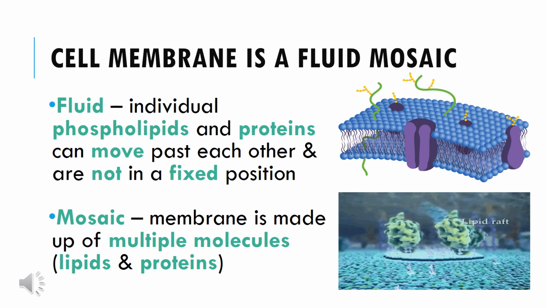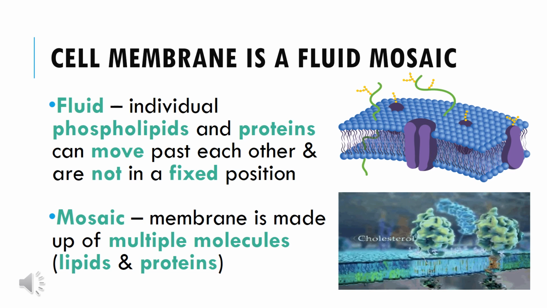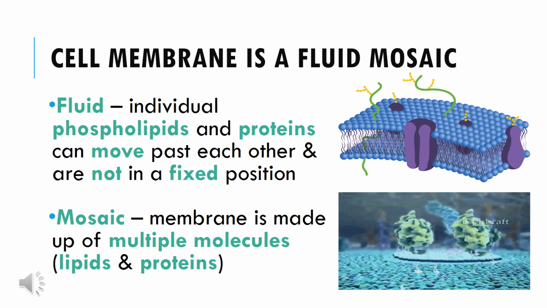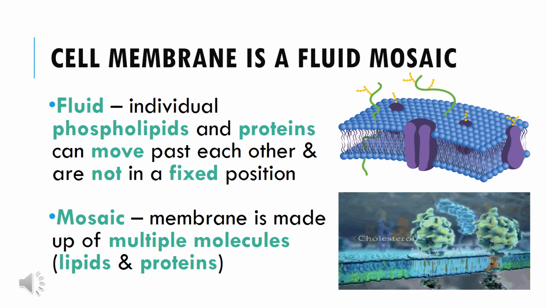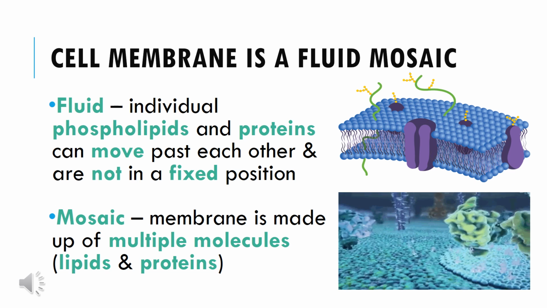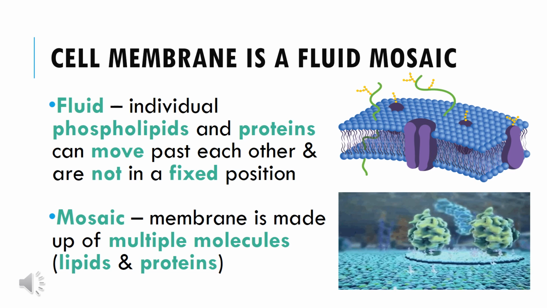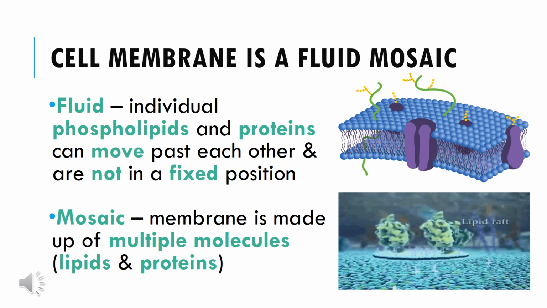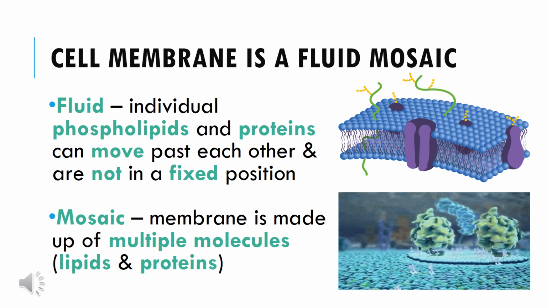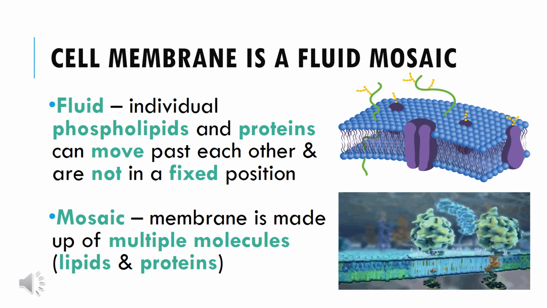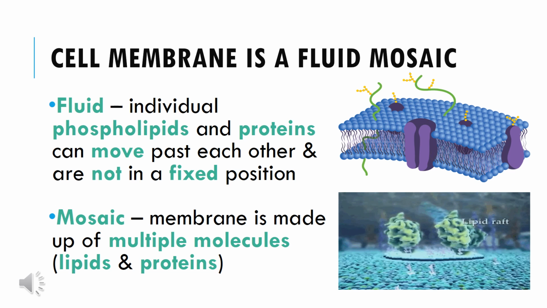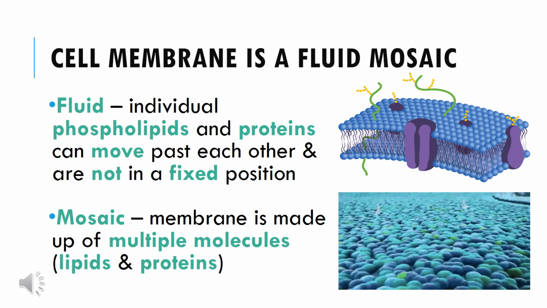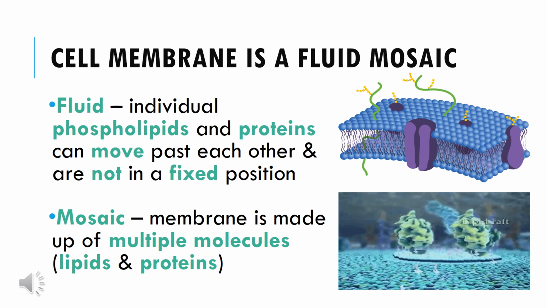It's not static. You will have proteins and phospholipids that scoot around as the cell moves and the organism moves. These phospholipids and proteins will move around and are not stuck or fixed in one position. The term mosaic, in the description that it's a fluid mosaic, means that the cell membrane is made up of lots of molecules, primarily phospholipids, as you can see in the model, but you will also see proteins scattered throughout.